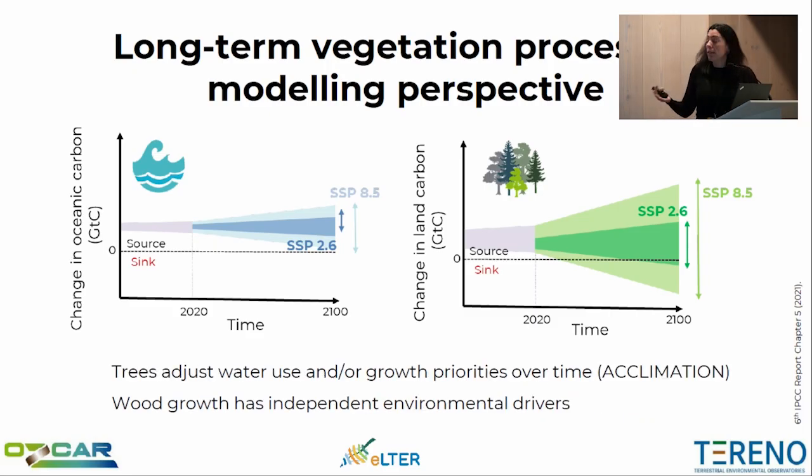So what is the problem with this? That trees do not behave the same way, as I will show in this talk. They adjust water use throughout their lifespan depending on the environmental constraints. This is called acclimation, and that is not represented in the models at all. On the other hand, we know that secondary growth, which is wood production, has different environmental drivers. It's not directly coupled to GPP, and that's why, as we will see at the end, the projections of the land surface models do not match what we observe in terms of biomass production.